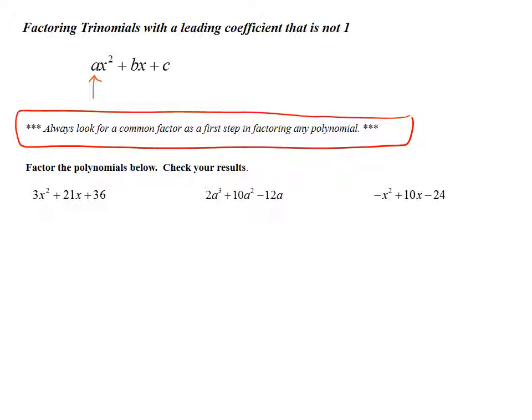3x squared plus 21x plus 36. When we look carefully there, that 3 in front of the x squared also is a factor of 21 and 36. So it's actually common, so we can undistribute it to begin with. So 3 comes out of the 3x squared, we'll get x squared left. 21 divided by 3 is 7x, and 36 divided by 3 is 12.